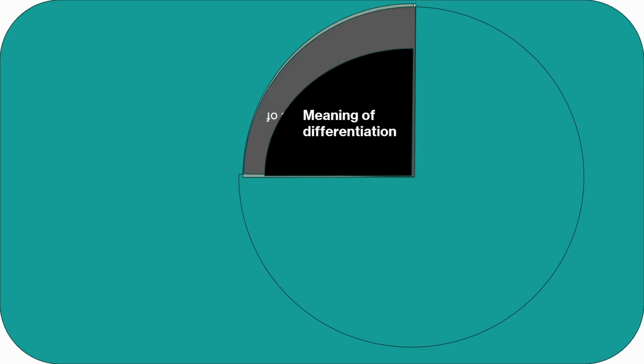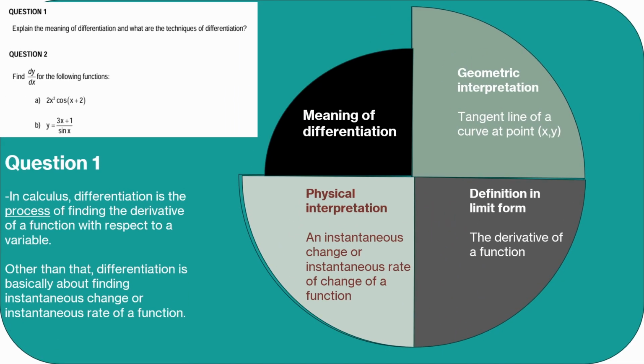To start with our first question, what is the meaning of differentiation? Now, in calculus, differentiation is the process of finding the derivative of a function with respect to a variable. I've listed three different meanings of differentiation based on the topic.